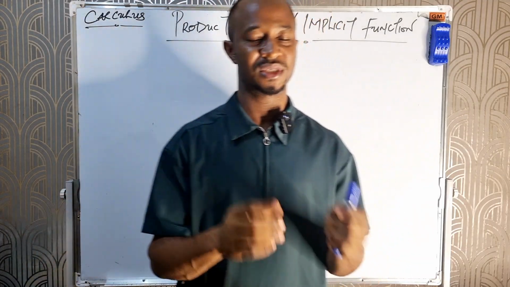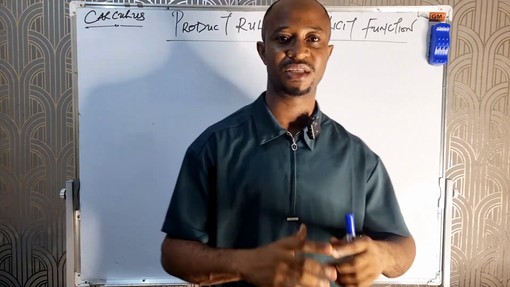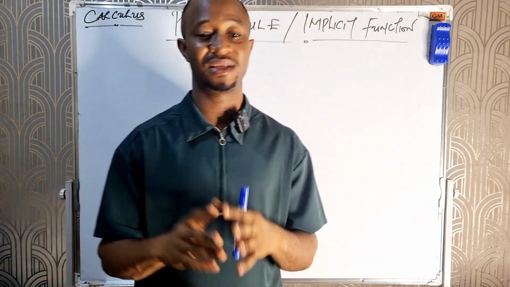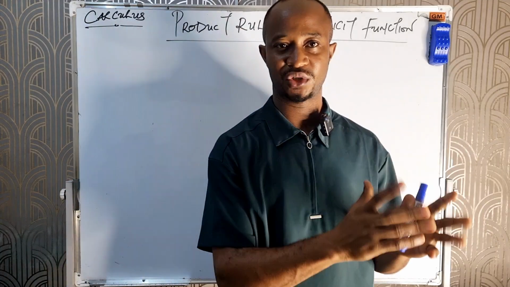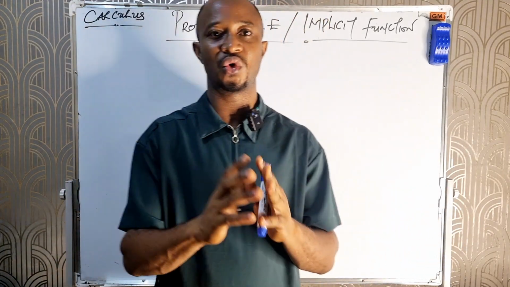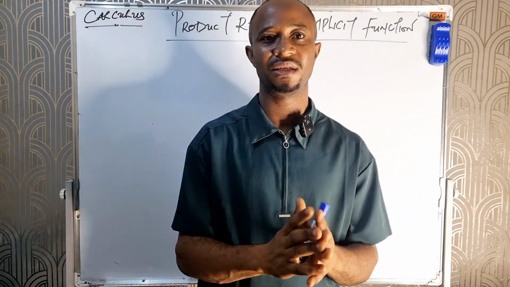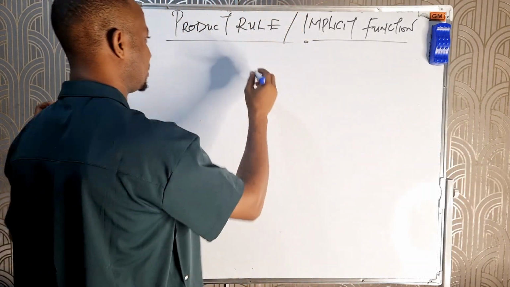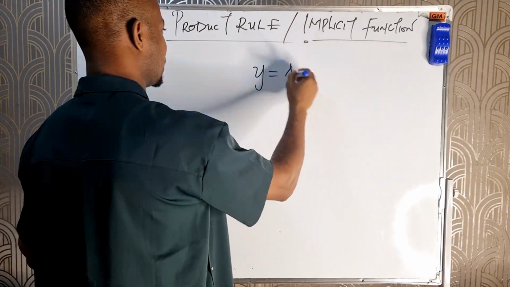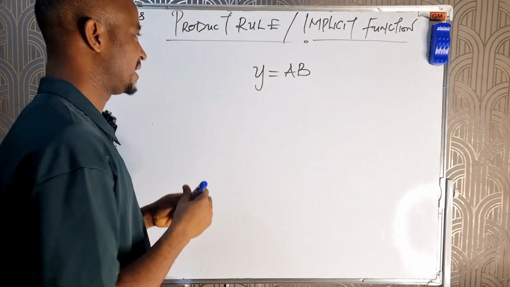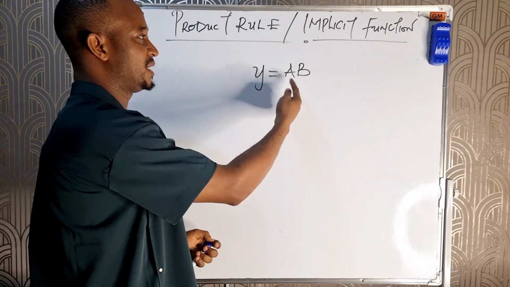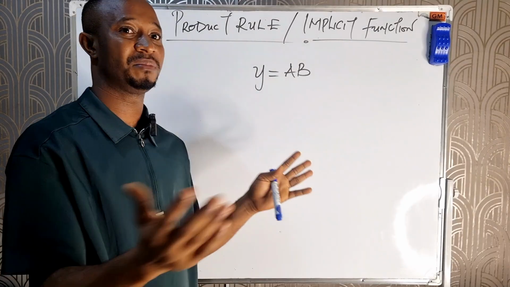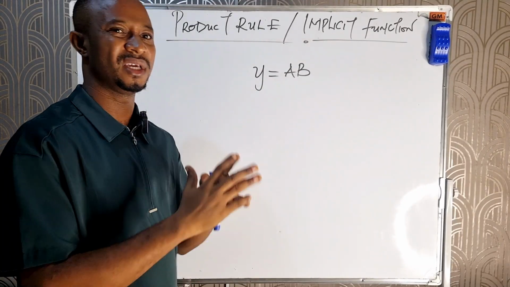All right. What is the product rule? The product rule is a mathematical statement, or a rule or a formula, that is used to find the derivative of a function that contains two or more other functions multiplied together. That means I can have a function like this, y equals AB. Finding the derivative of a function that contains two or more functions multiplied together is called the product rule.